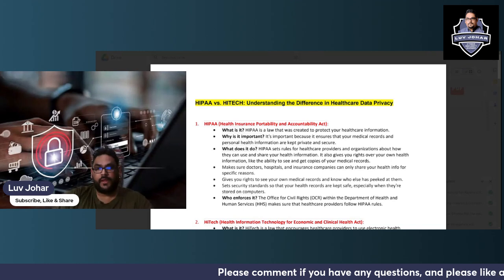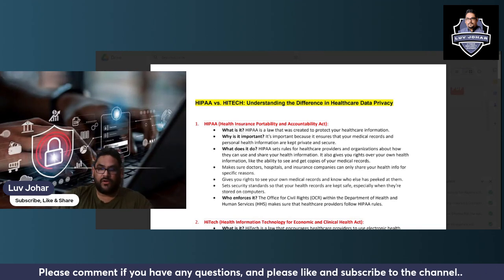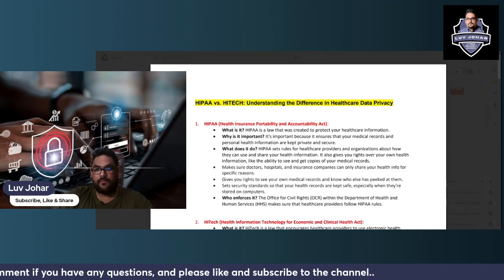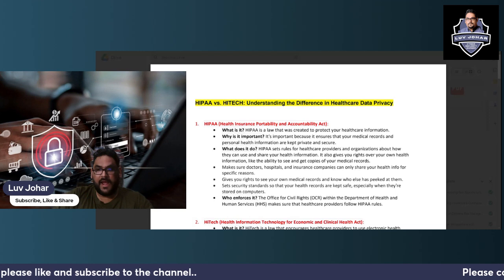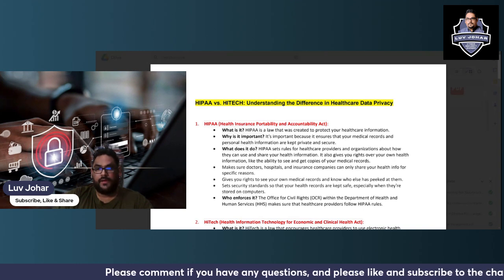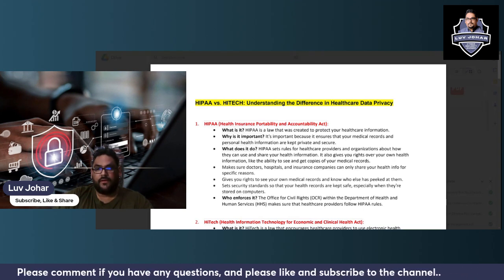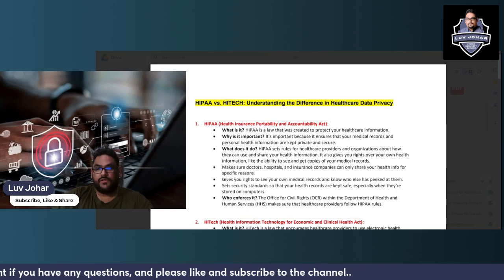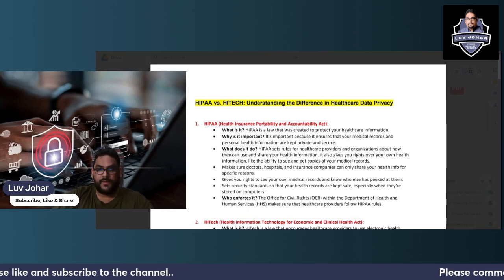Okay. So what does it do? HIPAA basically gives you a set of rules, a set of guidelines for healthcare providers who are trying to retain this information, and healthcare organizations, about how they can use and share your healthcare information. Okay, so for any sort of information they have, they have to ensure that they follow strict protocols about sharing your healthcare information with any other individuals or parties.